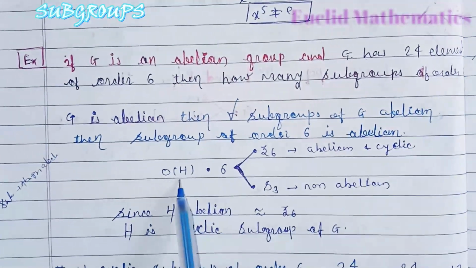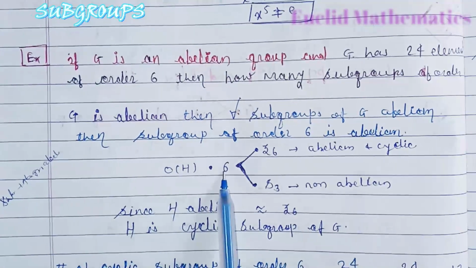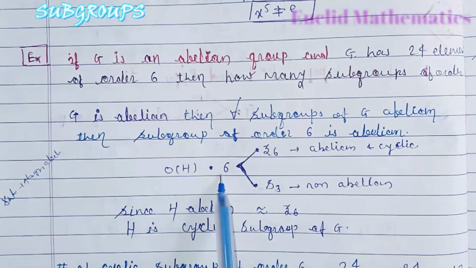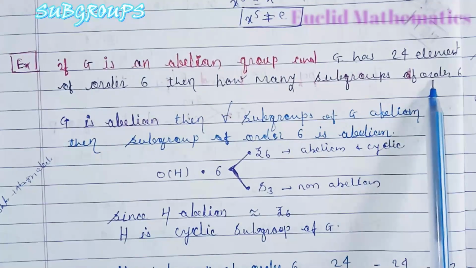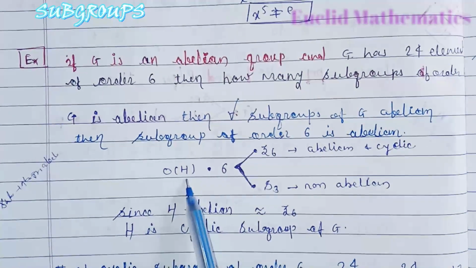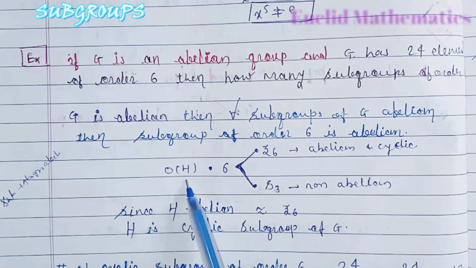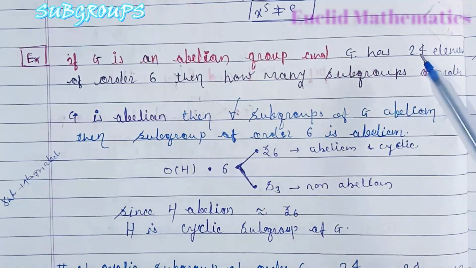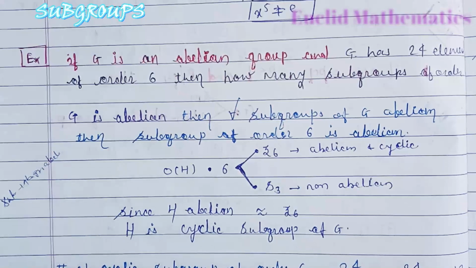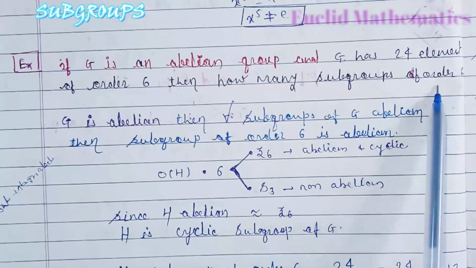I consider the order of H as 6, since we want the subgroup of order 6. I consider H as the subgroup because we have to first guess what the possible group is and what possible element orders exist. Once we understand that, by using the properties of cyclic and abelian groups, we can easily say which group it is isomorphic to. So the order of the subgroup is 6.